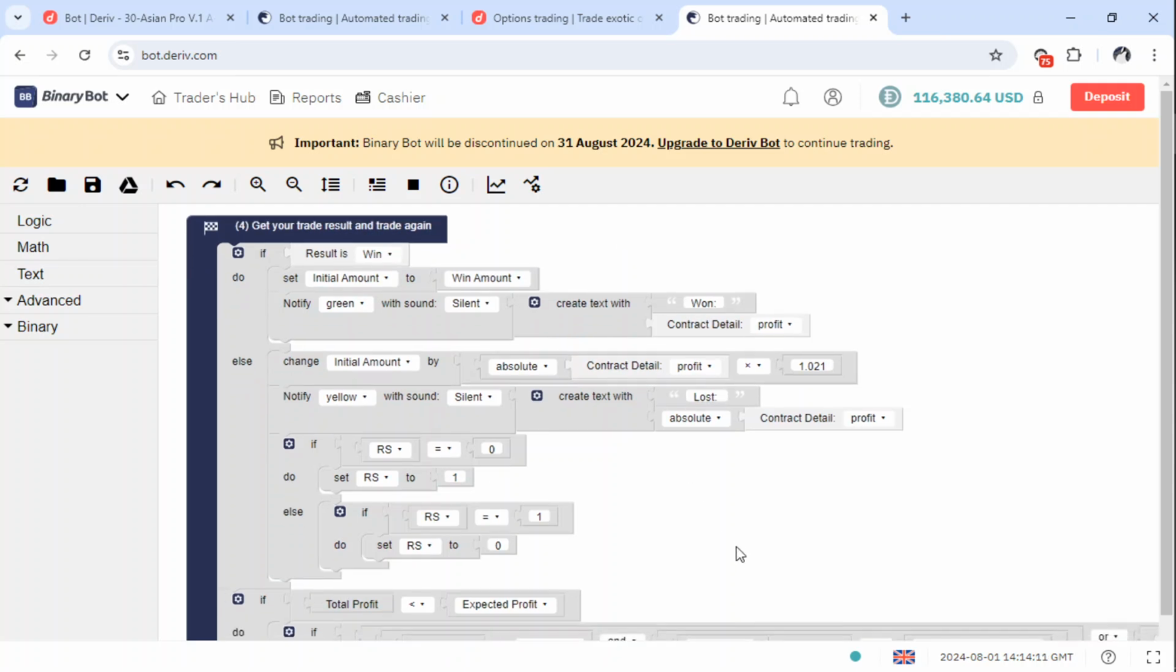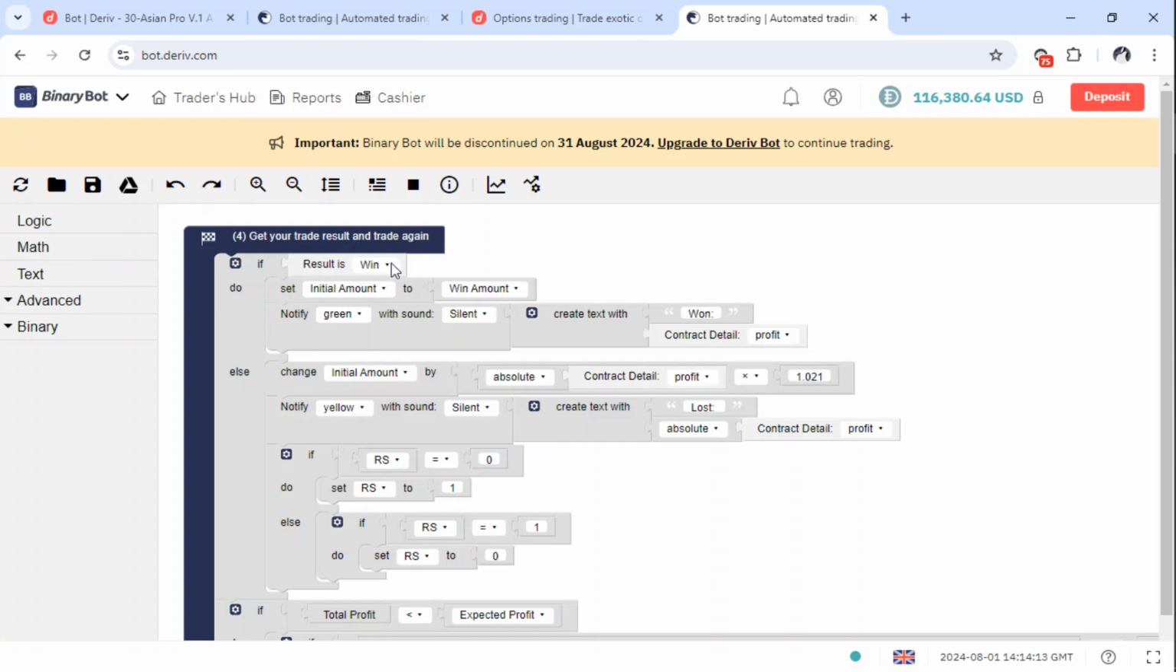The other thing that is important here is that if it's a win, then nothing happens, everything stays the same. Set the initial amount to be equal to the win amount, and then give a green notification. If it wins, you should see some green pop up with no sound. If you want sound, you can change this. Then you create a text of 1.